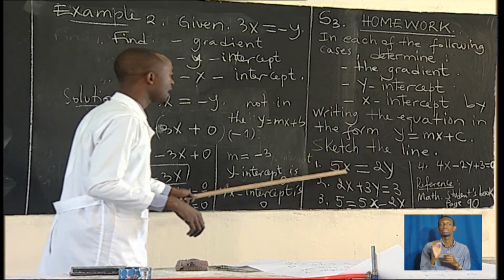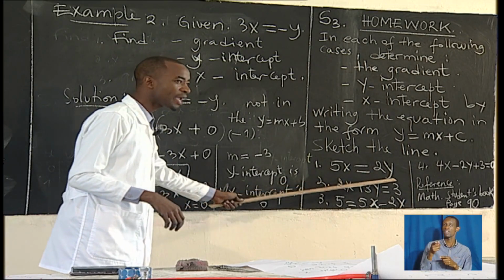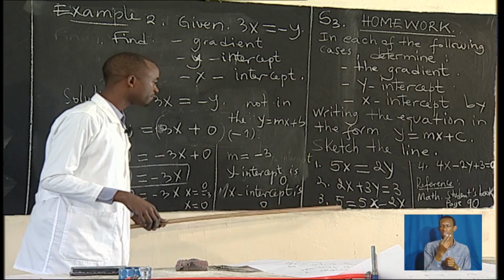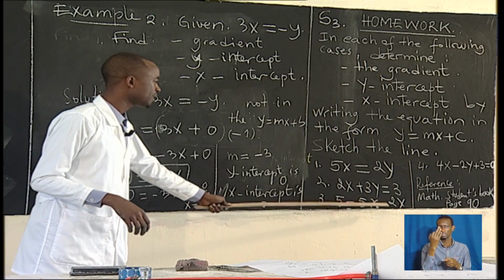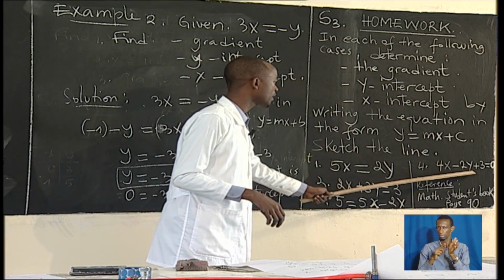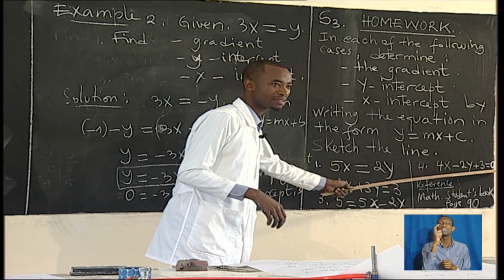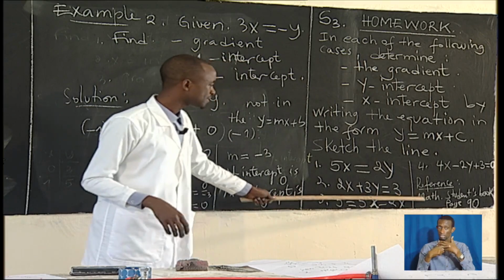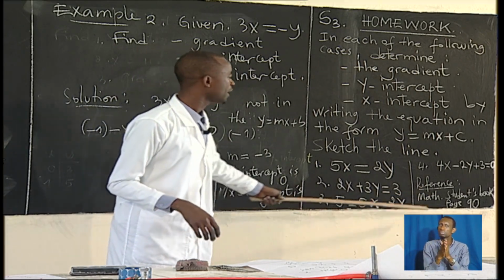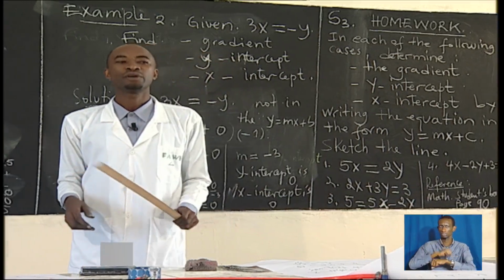We have 5x equals y. We have 2x plus 3y equals 5. We have 5 equals 5x minus 2x. And lastly, we have 4x minus 2y plus 3 equals 0. There is 0 over here. The reference is in the book of Mathematics for Rwandan schools, Senior 3. On page 90, you can get more exercises over there.